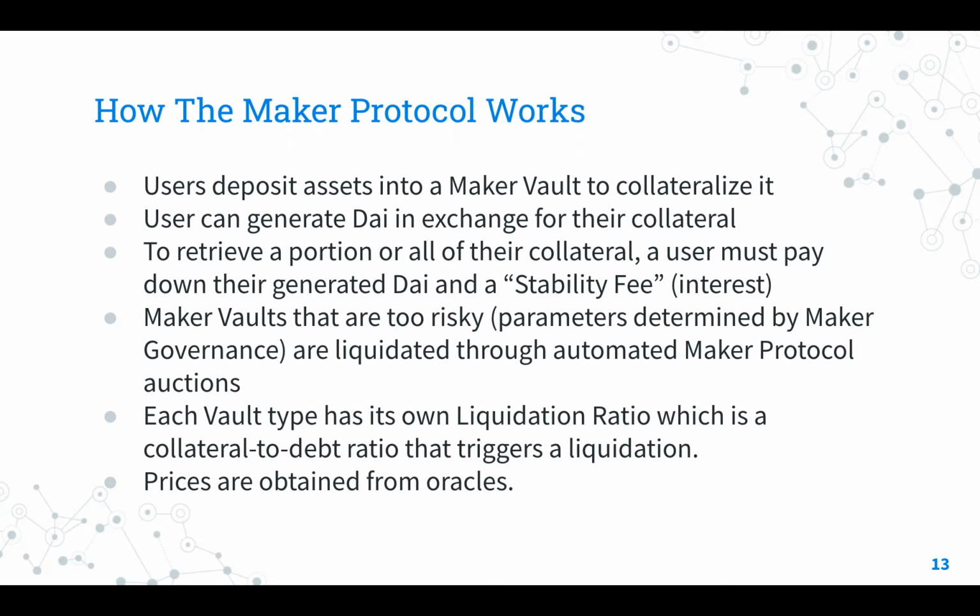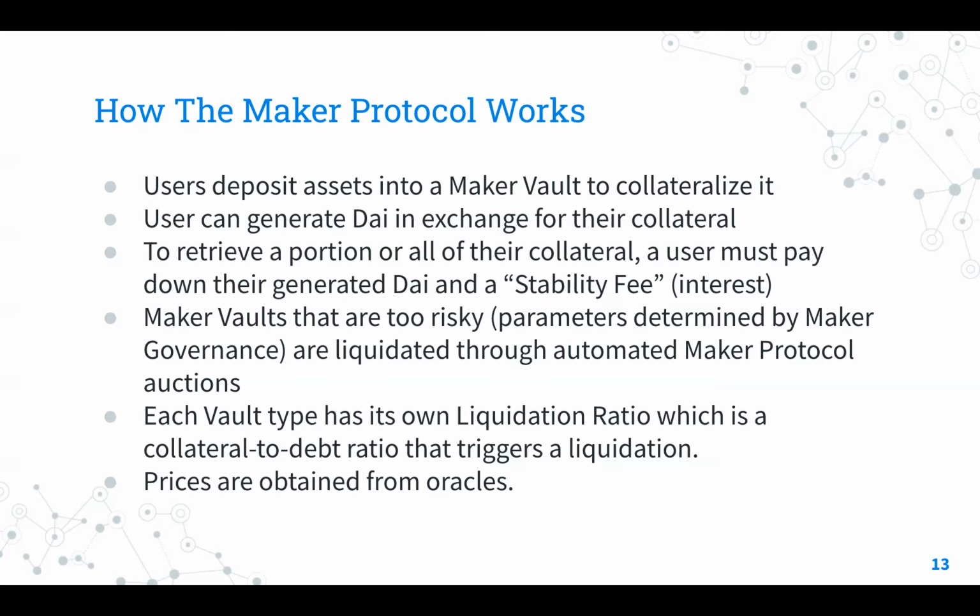And so let's say that someone borrowed some DAI and the Ether goes down, then that vault will be liquidated through an auction through the Maker protocol. Each vault type, each type of asset, has its own liquidation ratio that's decided by the DAO based on how risky they think the asset is.